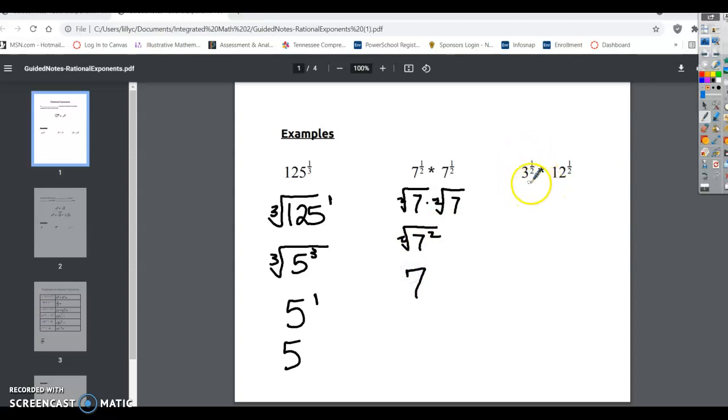Alright, so this one, I've got 3 to the 1/2 power, so that's going to be square root of 3, and times. This one's going to be the square root of 12. And again, if we have the same index, okay, square root times square root, we can multiply those, and that's the square root of 36. And we know that 36 is 6 squared. Square root cancels the squared term and leaves just 6. So that's some examples of looking at rational exponents and looking at radicals.